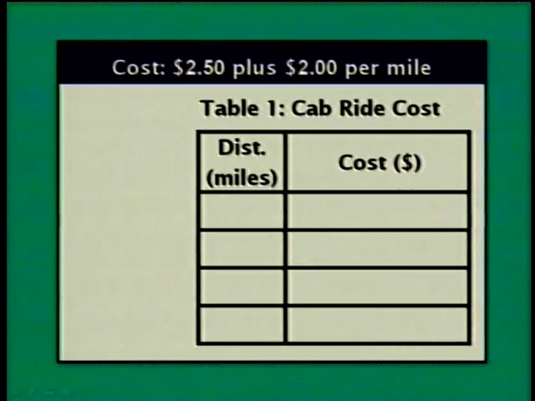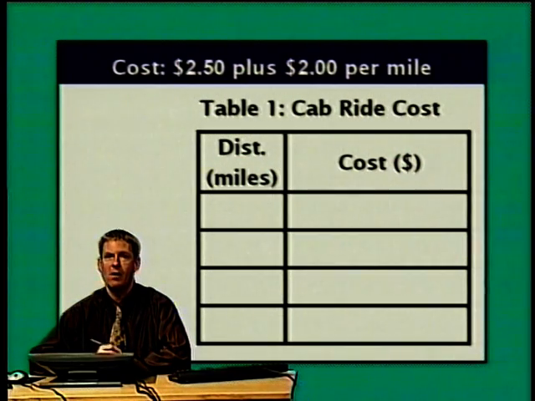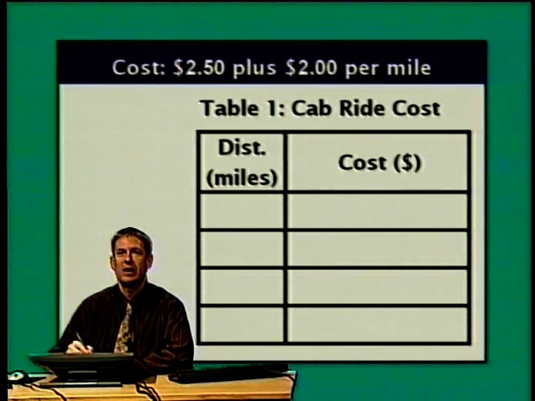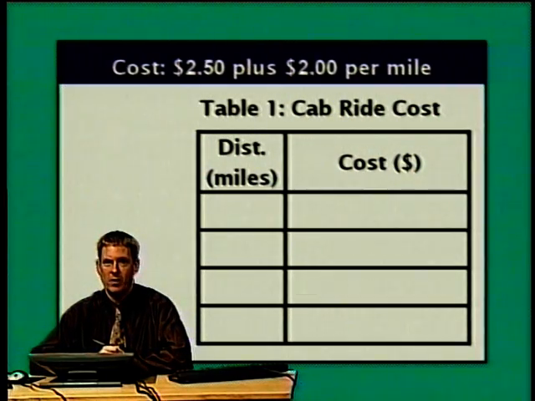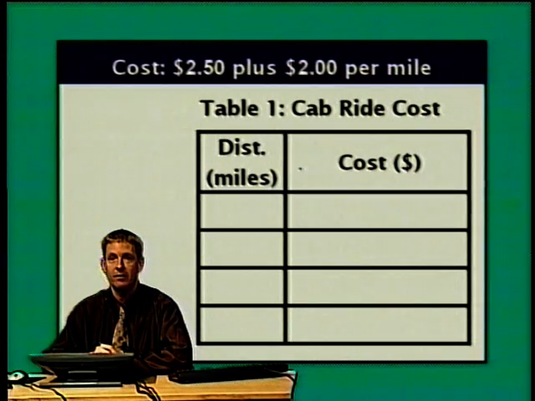The relevant numbers in the description of this problem were that there was a $2.50 initial charge, and then we were charged $2 per mile after our initial charge. Notice that I've got a table that really communicates what it is that I'm going to find. I'm finding the cab ride cost. I'm going to find the cost measured in dollars based upon the distance traveled measured in miles.